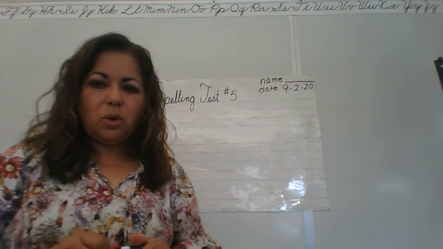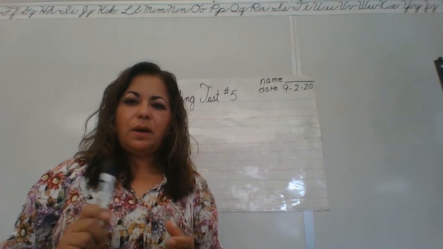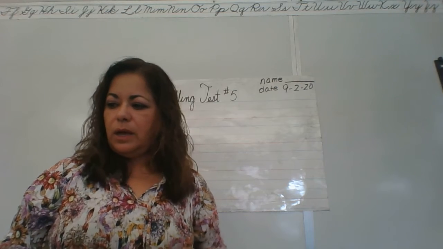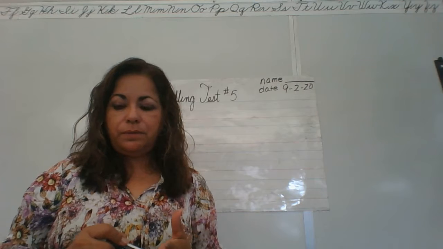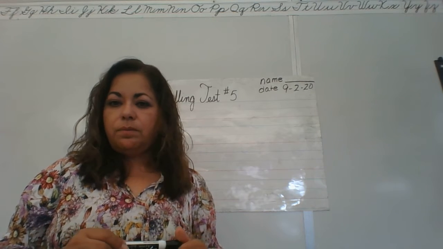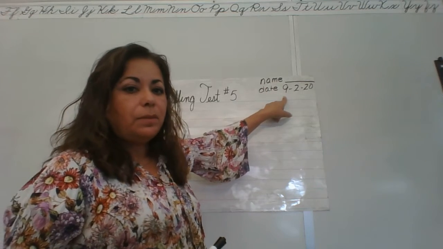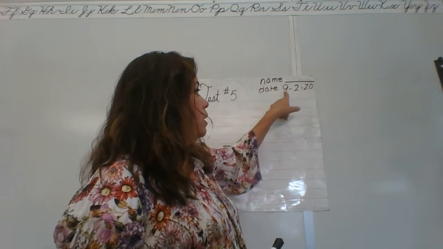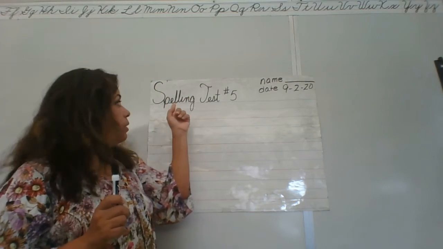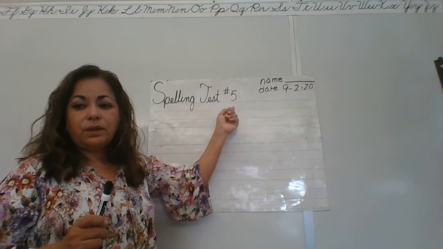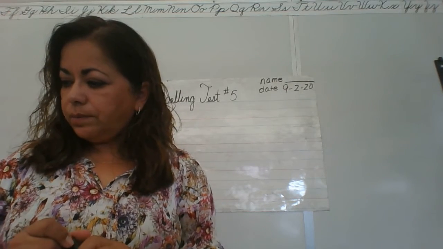Okay, so Alex, I know you have your spelling book. Levi, I'm not sure if you do. If you do, actually, we don't need a spelling book now. We need a clean piece of paper for a spelling test. So I want you to write your name and date. Today's September 2nd, 2020. I want you to write spelling test number 5. And I'm going to give you a test on yesterday's spelling words. Okay?